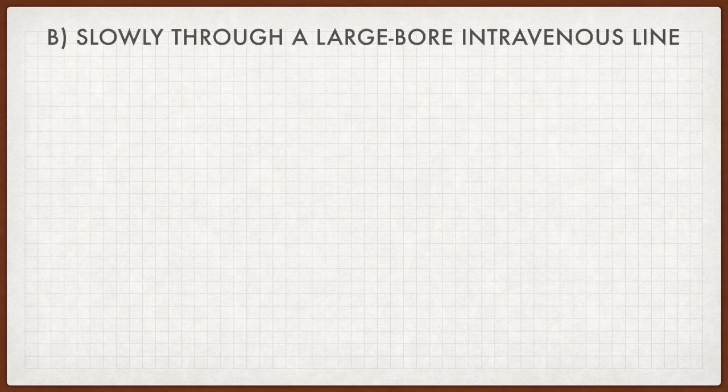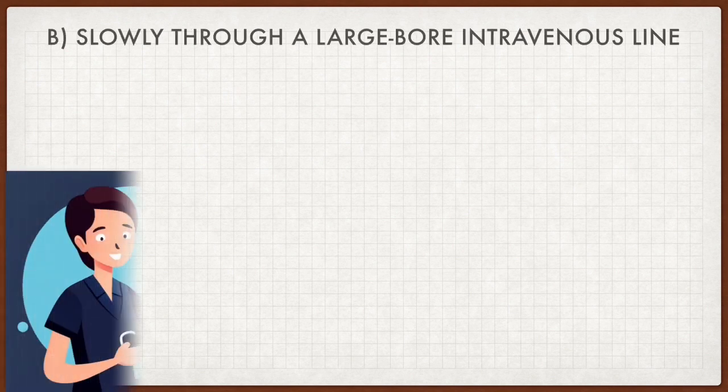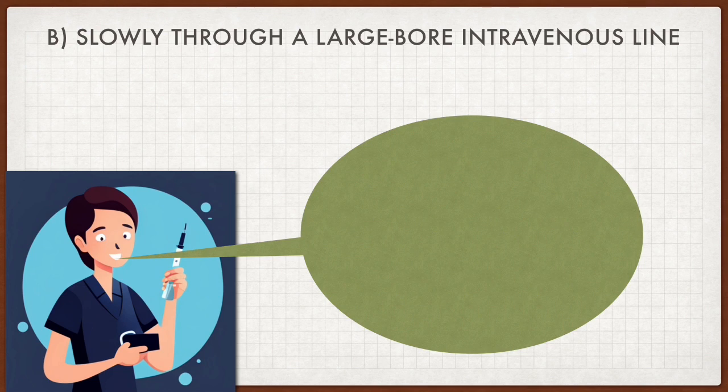B. Slowly through a large bore intravenous line. Calcium should be given slowly through a large bore, free-flowing intravenous line, preferably a central venous line.